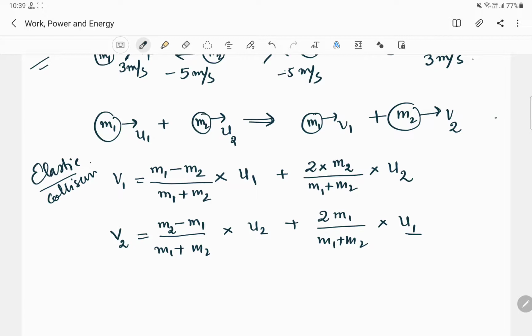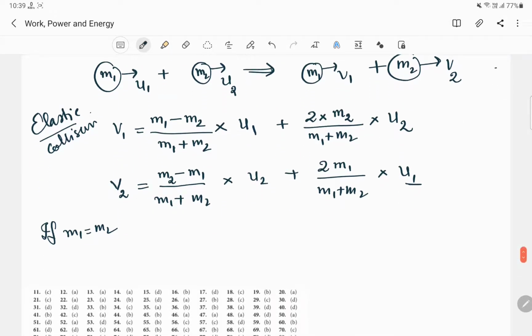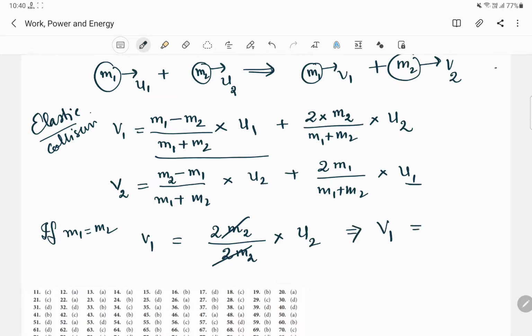And let us consider the concept. If we consider m1 and m2 equal, if m1 is equal to m2, what are the velocities here? Velocity v1 will be equal to how much? This term will be equal to 0, because m1 minus m1 will be equal to 0, so first term will be 0. And what about the remaining? It will be twice m2 divided by, here this m1 will be equal to m2, therefore we can just put it as m2 into u2. This gets cancelled out, and we get v1 equal to u2.